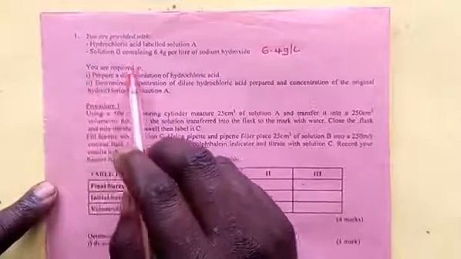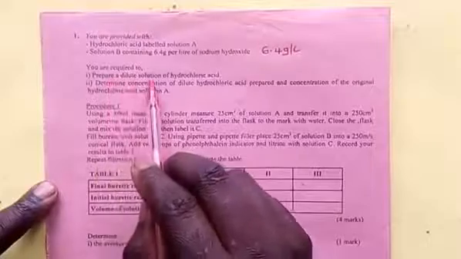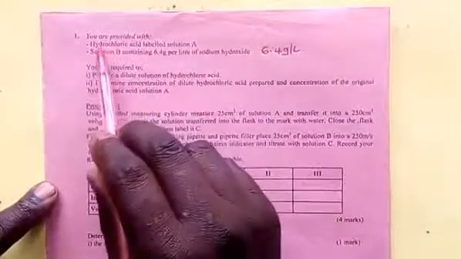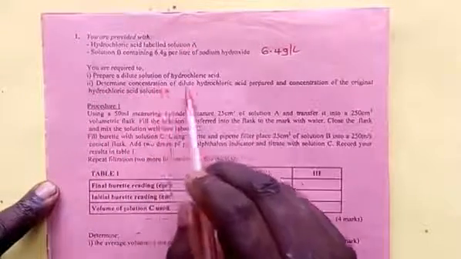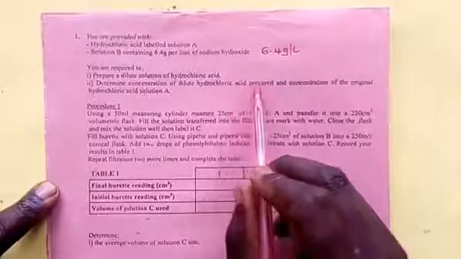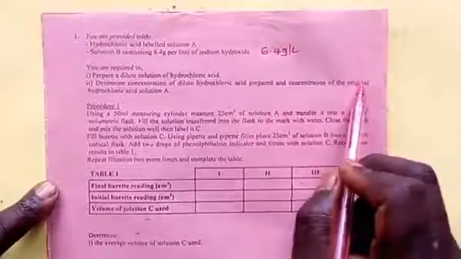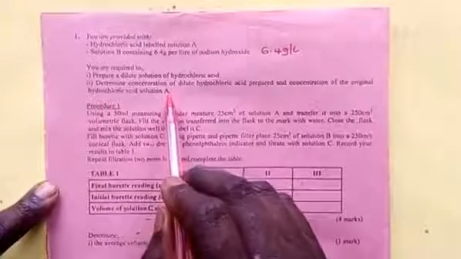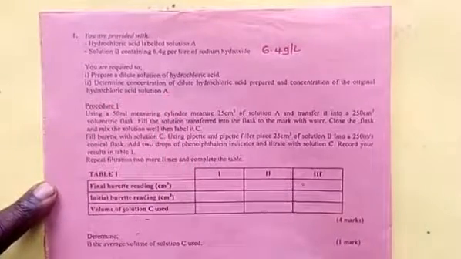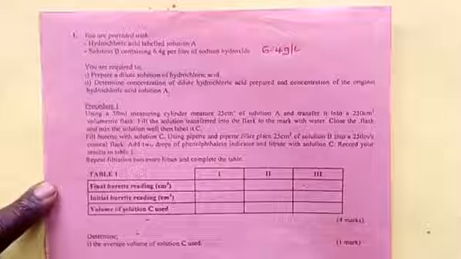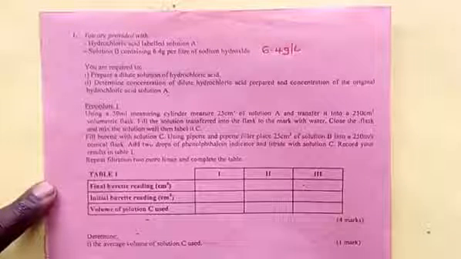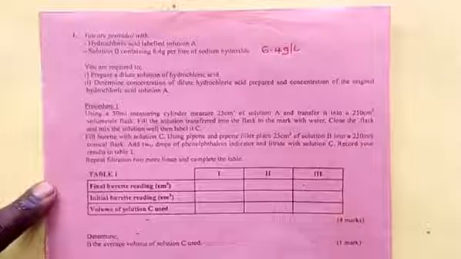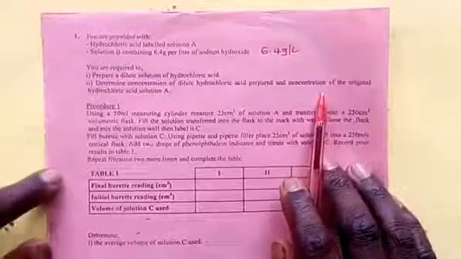You are required to prepare a dilute solution of hydrochloric acid. So we are required to dilute this solution. Then finally, determine the concentration of dilute hydrochloric acid prepared and the concentration of the original hydrochloric acid solution A. Very good. So procedure. Na ni vema sana kuelewa procedure because you just follow instructions. Na kuelewa procedure pia is very important for you to calculate this question without making errors.